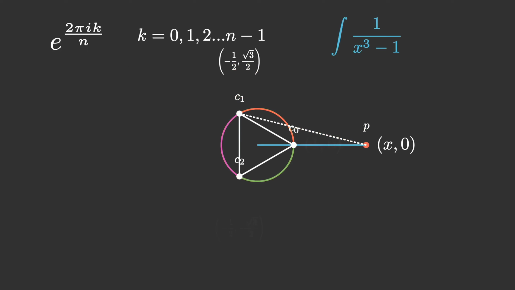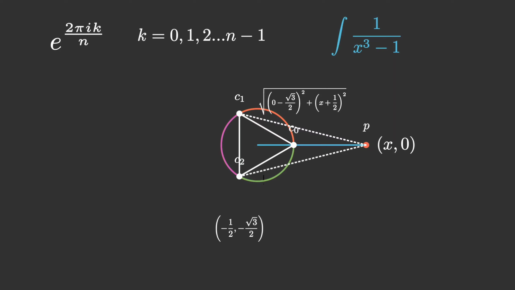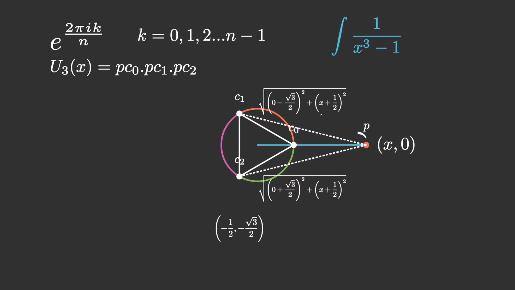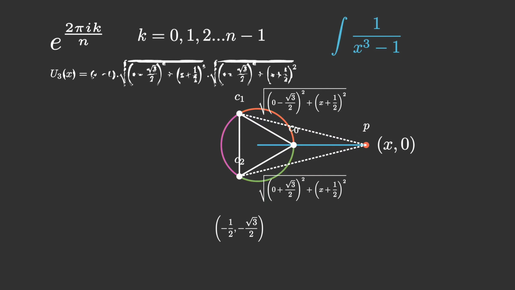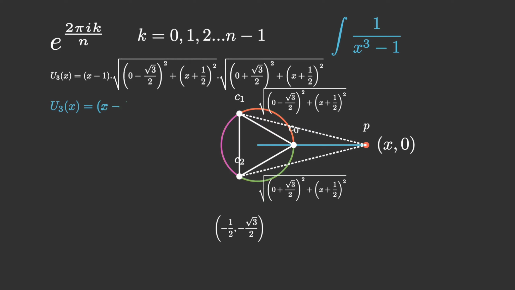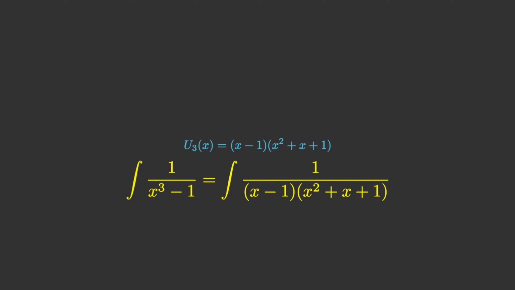To calculate the distance we need a distance formula, so we write it as follows. Now we put the point in this formula, so we get the distance of this line. Similarly, we can calculate the distance of the line from point P to C2, so we get the distance like this. Now we take the distances from these points to point P, but we know the distance from P to C0 is x minus 1, so we put these values in the expression. After simplifying this we get this expression.